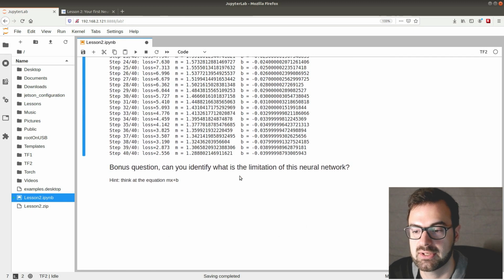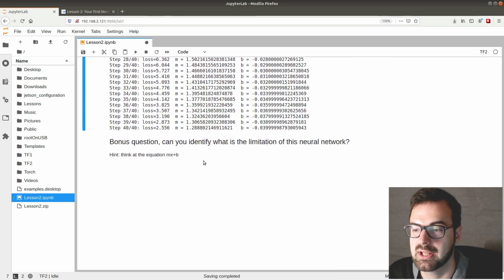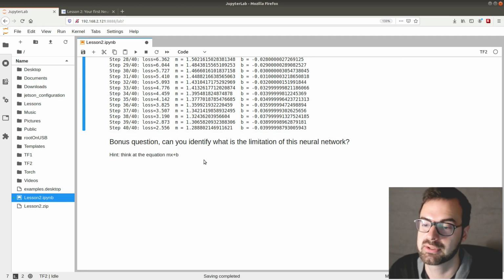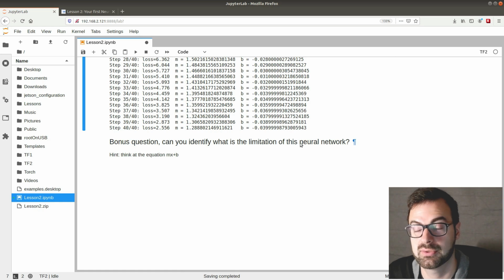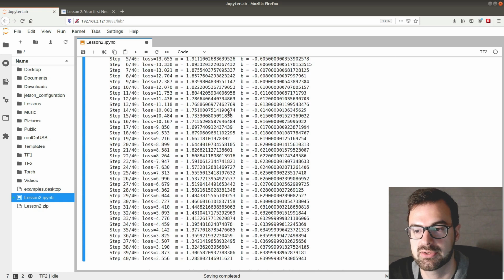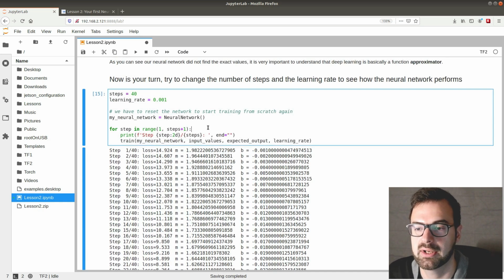And also, as a bonus question, can you identify what is the limitation of this neural network? As a hint, think of the equation mx plus b, which is a linear equation. Let me know in the comments down below the answer to this question, and also what are the results and what you see by running this code.